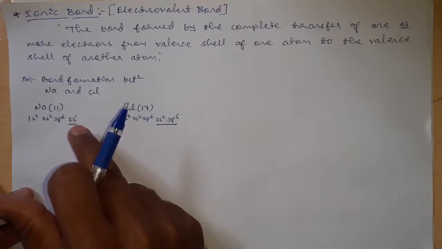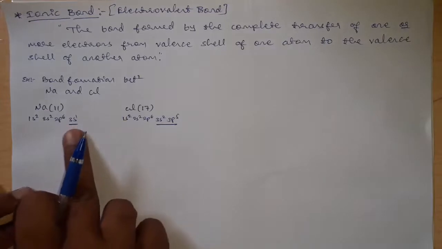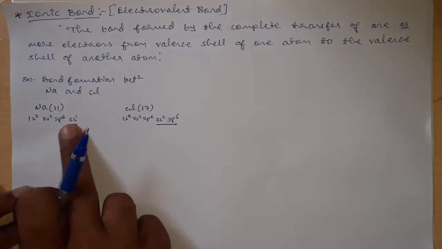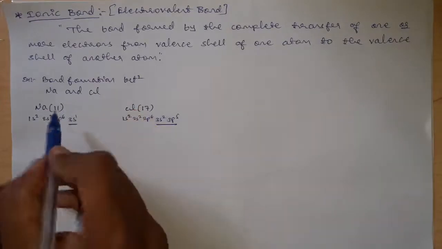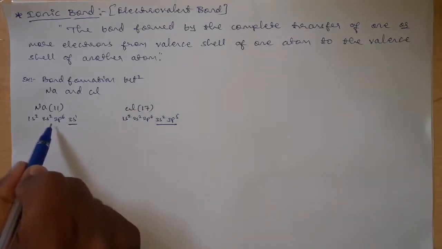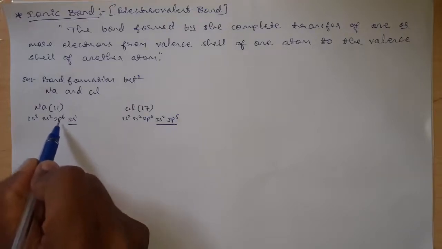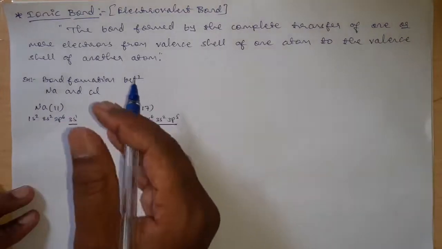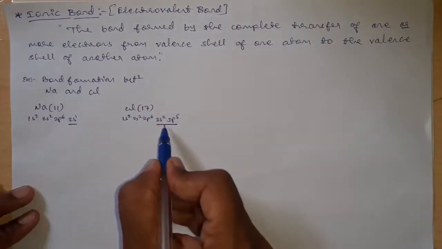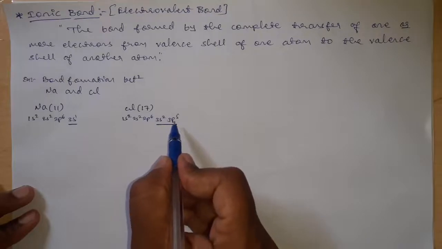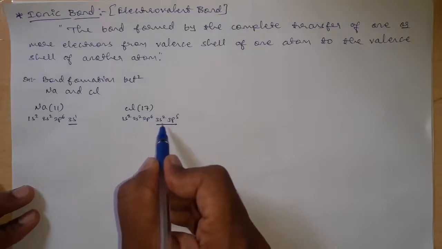Now, according to the octet rule, these two atoms are unstable and they want to get stability by completing their octet. Sodium has one electron. After losing this electron, it will have 8 electrons in its next shell; it becomes 2s2, 2p6, and this second shell becomes the valence shell. After gaining one electron, chlorine will have 8 electrons in its valence shell.